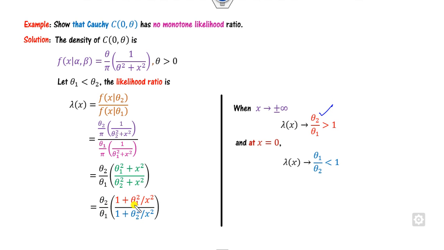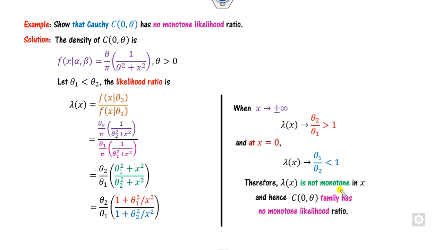So you can see this part goes to 0, this part goes to 0, it is here. But because this number is greater than 1, and for x equal to 0, this part will be here, which is less than 1. So what is the meaning of that? It is not monotonic. Hence the UMP does not exist, as the monotone likelihood ratio does not exist.